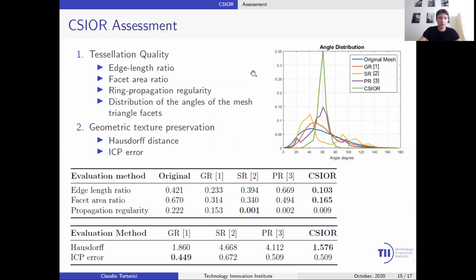For what regards the geometric texture preservation, this is a non-trivial analysis, but we decided to analyze the Hausdorff distance and the ICIP error. For the Hausdorff distance, as you can see, we sensibly outperform the other state-of-the-art approaches. However, we underperform with respect to the ICIP error with respect to the geodesic resampling. But remember that these results are justified by the fact that the new mesh generated by the geodesic resampling is a subset of the original mesh manifold, which justifies the smaller ICIP error.